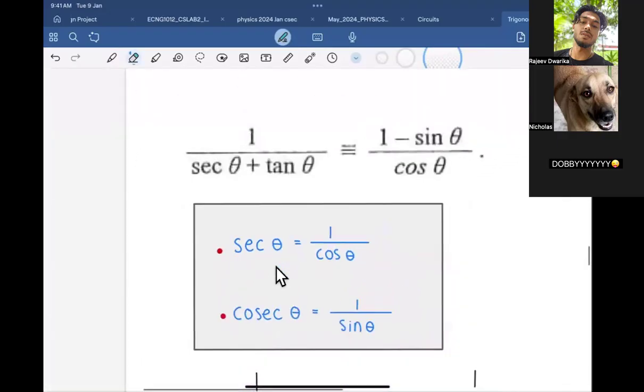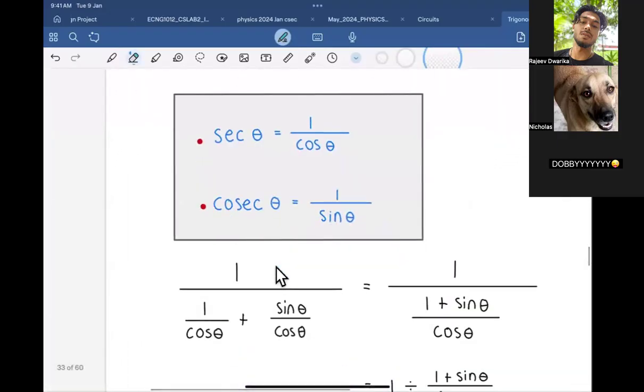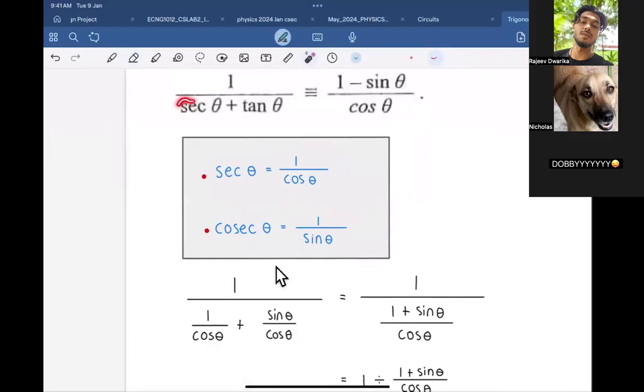So I'm gonna replace the sec theta with 1 over cos theta. Right? And what am I gonna replace the tan theta with? Sine theta over cos theta.